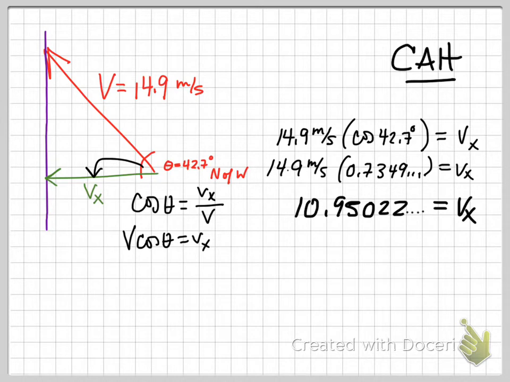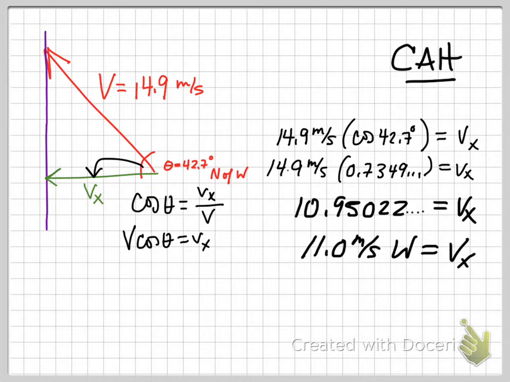Ooh, this is one of those. What is this with 3 sig figs? 11.0. So I have 11.0 meters per second. What's my heading? It's just west, yeah. West is the x component of the velocity.